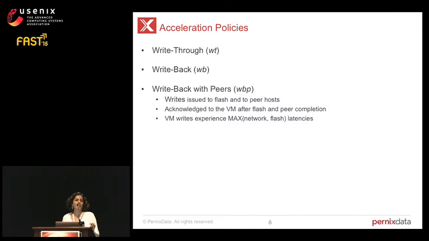Just a quick recap of the acceleration policies. I talked about write-through, write-back, and then FVP introduces another policy, write-back with peers. In this policy, every VM write is replicated to a peer host's Hostsite Flash. So when a VM issues a write, the write is issued to its own Hostsite Flash as well as transmitted to a peer. The peer also writes that write onto its own Hostsite Flash. So VM writes experience a higher latency because you also have to transmit the write to the peer.